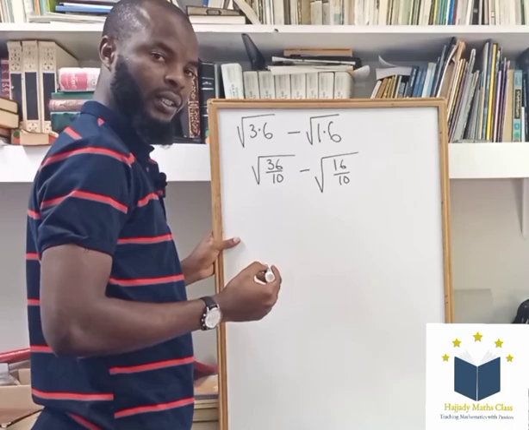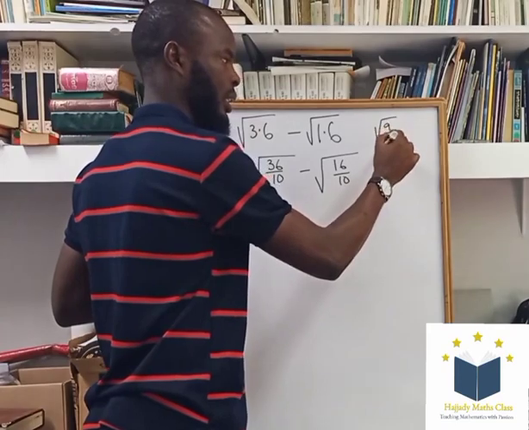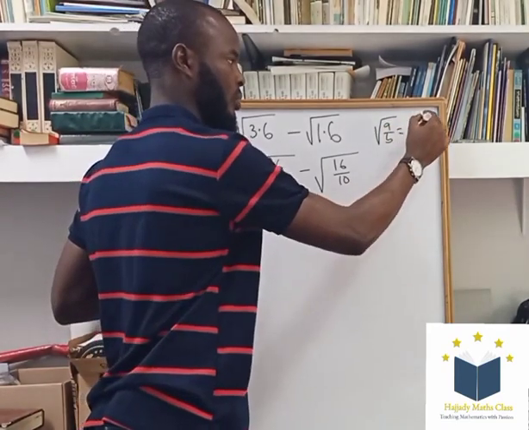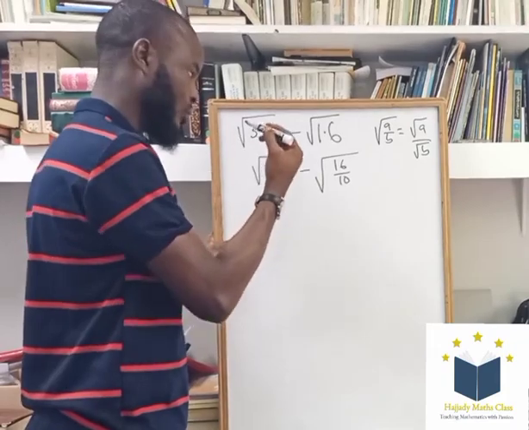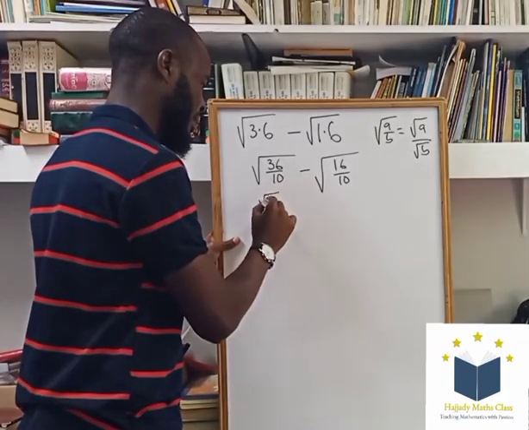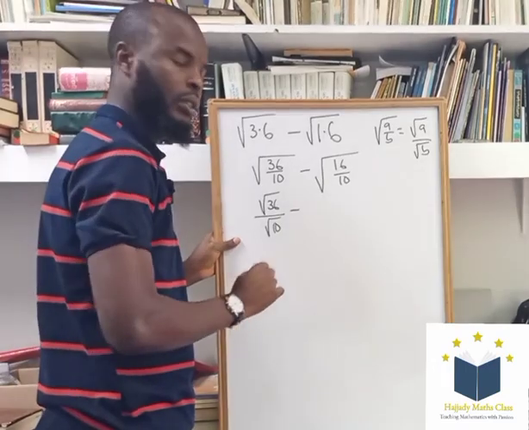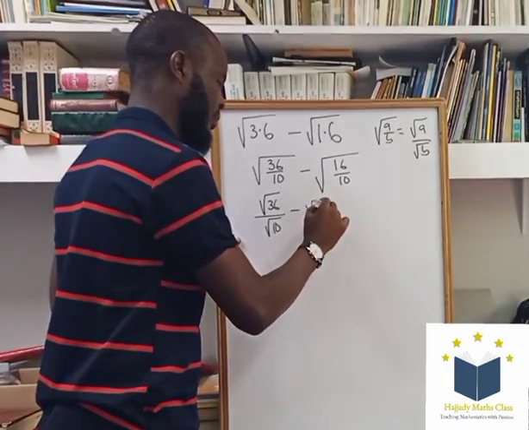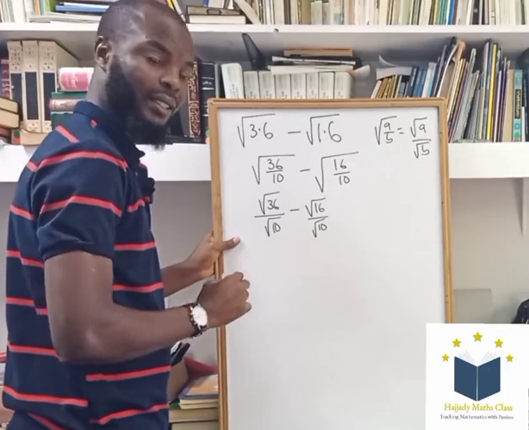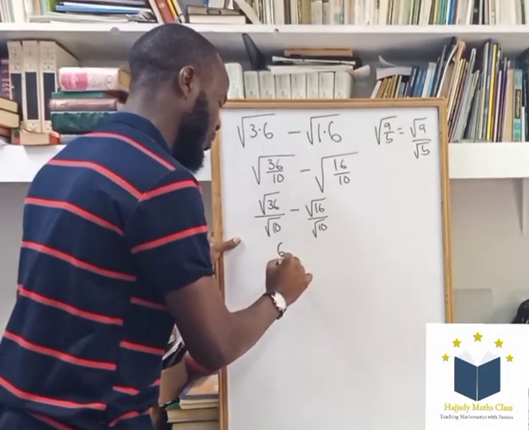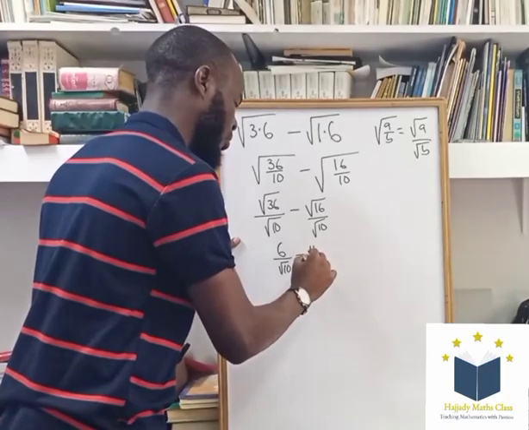So, using the rule of indices that says this can be split, when you have root A over B, it is the same thing as writing root A over root B. Utilizing this rule, here I'm going to have root 36 over root 10 minus root 16 over root 10. The square root of 36 is 6, so we have 6 over root 10. The square root of 16 is 4, so we have 4 over root 10.